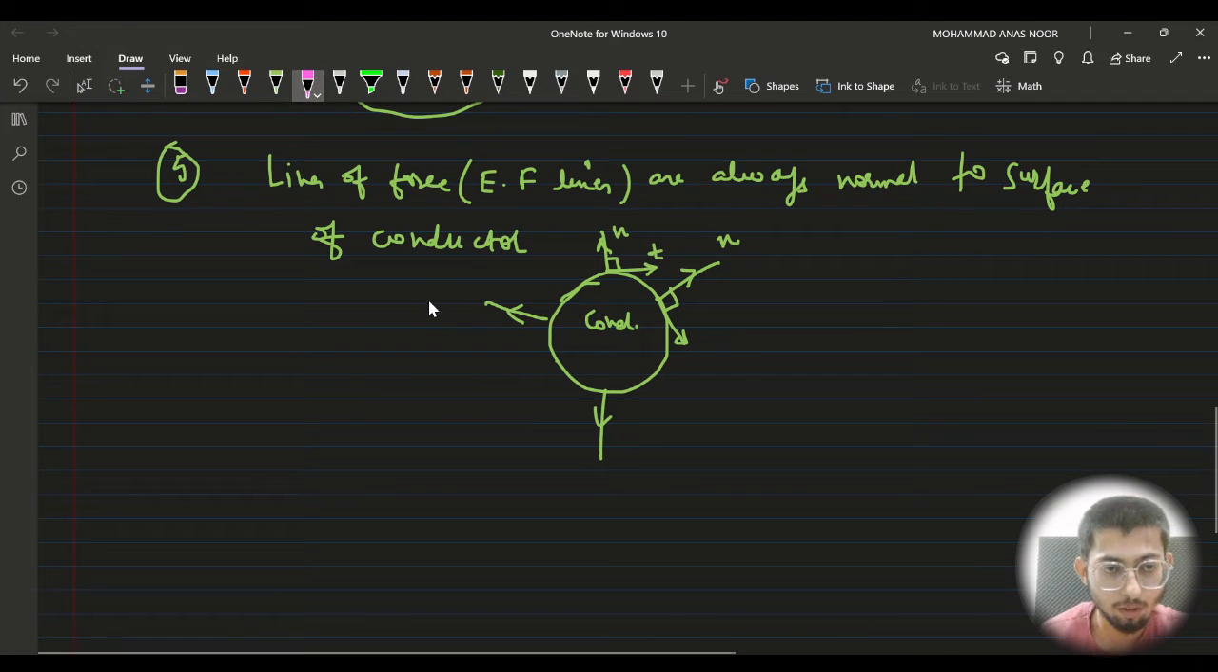Let us draw the wrong one with a different pen. So if it is like this, at some angle theta, this must be wrong, right? This is correct.